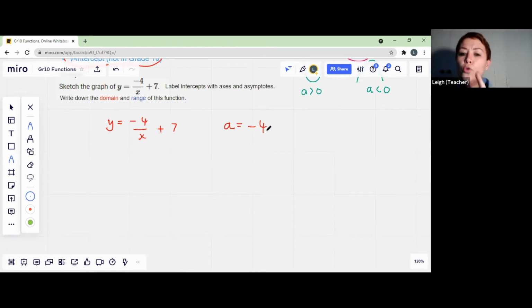So which two quadrants am I going to draw this hyperbola in? The second and fourth one. Beautiful. Quadrants 2 and 4. Now you need to know that before you start drawing it, don't you? Because otherwise you're not going to know where to put it. So that's why understanding and knowing what the sign of A means is so important.